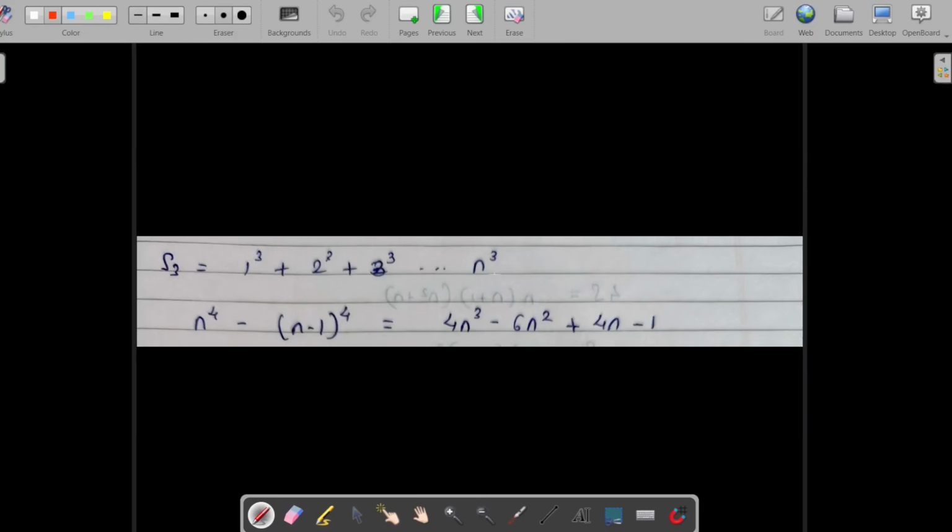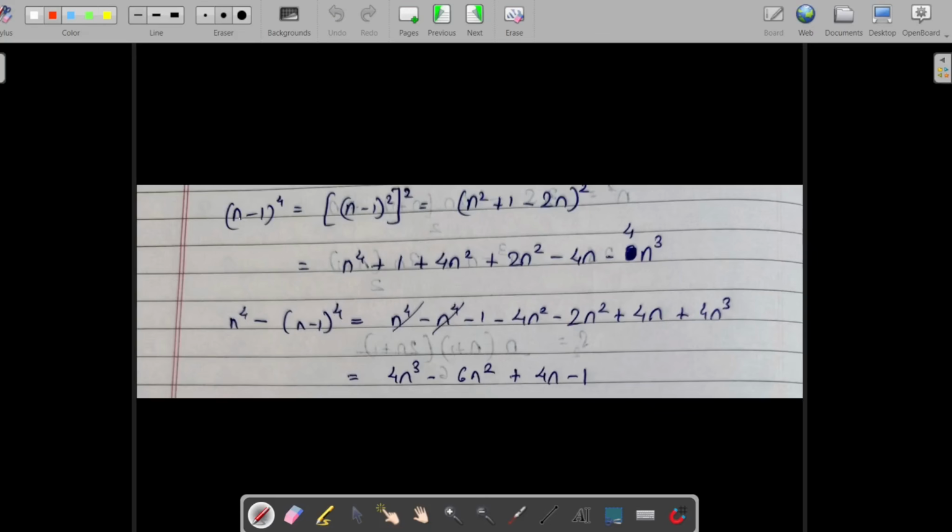Similarly, the first n cubes, as I said, 1 cube plus 2 cube plus 3 cube plus so on to n cube. Let us call it s3. As I said, here the exponent is 3. So here the expression we will be calculating will have the exponent 3 plus 1, that is 4. So again, focus on n raised to power 4 minus n minus 1 raised to the power 4. This will come out to be this.